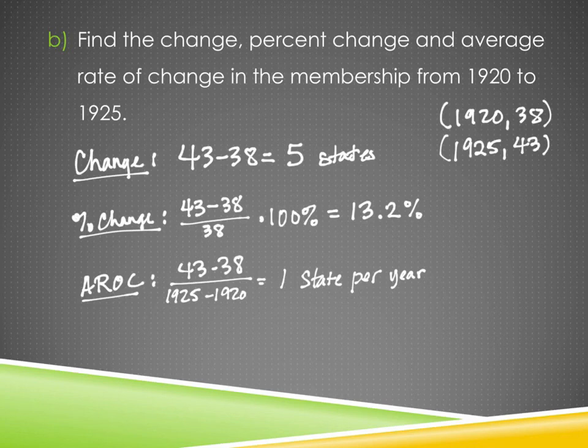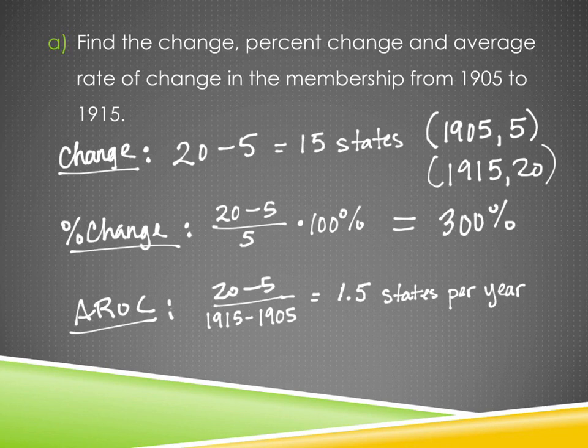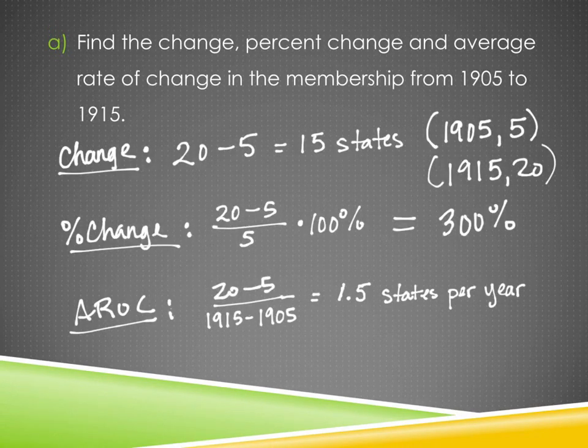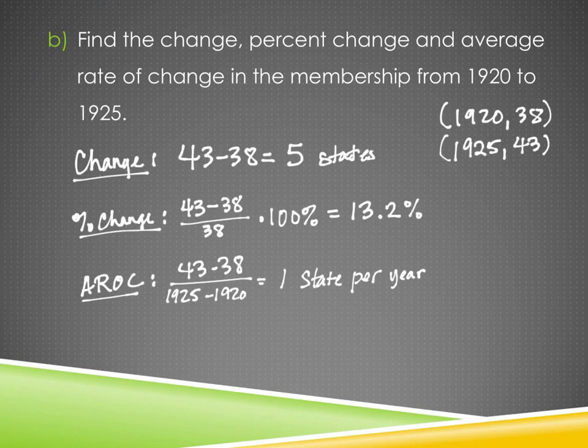Also notice if you compare these answers on part B to the answers on part A, you might be alarmed and say, well, I don't really understand. I mean, it looks like my number of states is 15 states on change, and it's 5 states here. So it's like triple the amount, right, of this one. But that's like 300% compared to 13%. Like, what is going on?